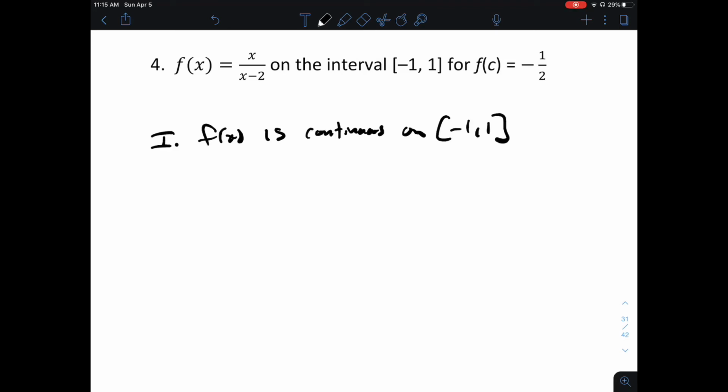Now in the homework, I might be writing down stuff like, hey, f of x is only discontinuous at x equals 2, which is not on the interval, thus it's continuous. As far as your work goes on the AP Calculus test, this is all you've got to write.